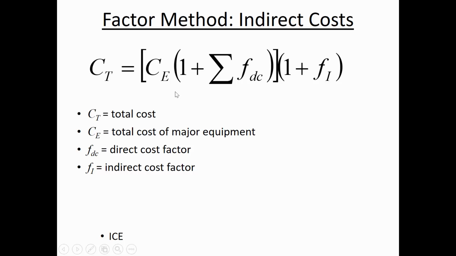Now, here is the full-fledged factor method that takes not only what I just described into account, the cost of the major equipment, but it's also correcting for the indirect costs. We talked about indirect costs in class on Tuesday. Does anybody remember what sorts of things are considered indirect costs? Rent. Okay, good.